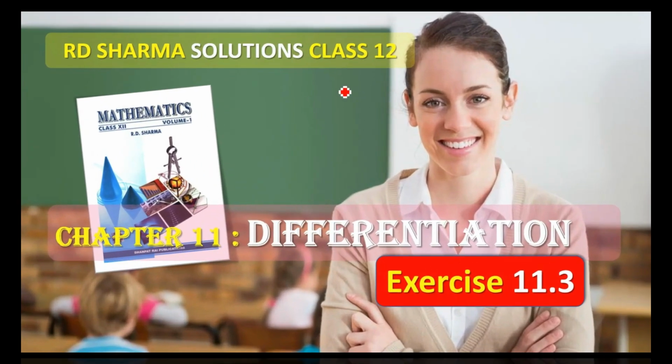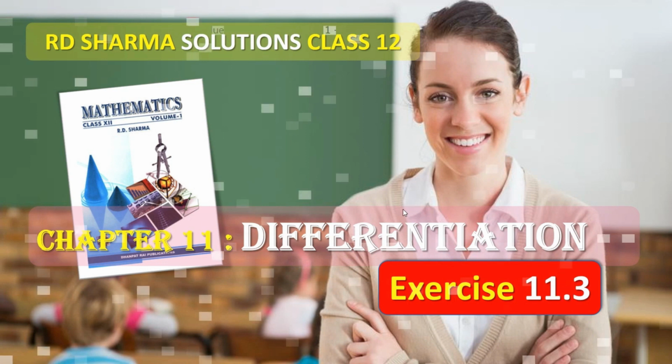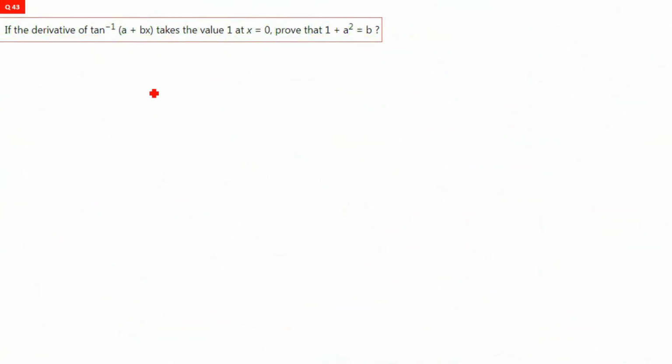This is an R.D. Sharma solution, and we are taking Differentiation, Chapter 11, Exercise 11.3. If the derivative of tan inverse of (a plus bx) takes the value of 1 at x equals 0, prove that 1 plus a square is equal to b.